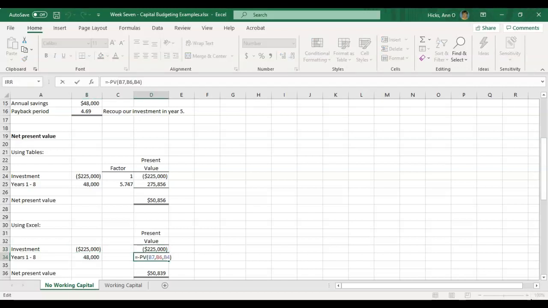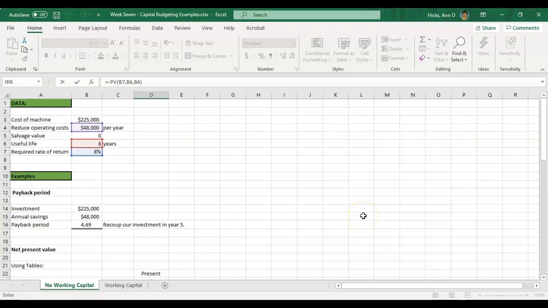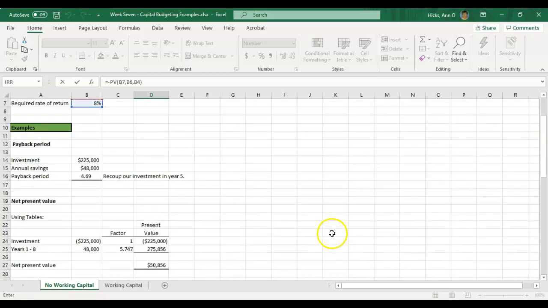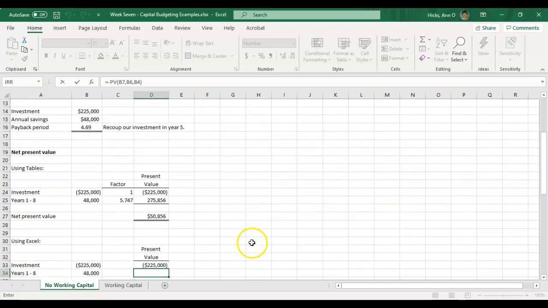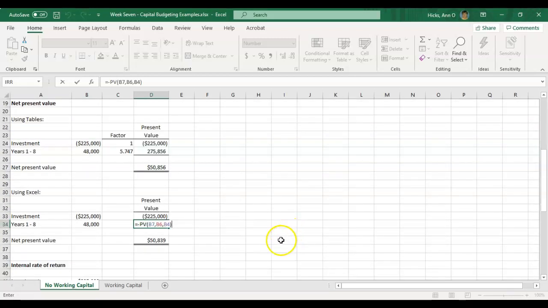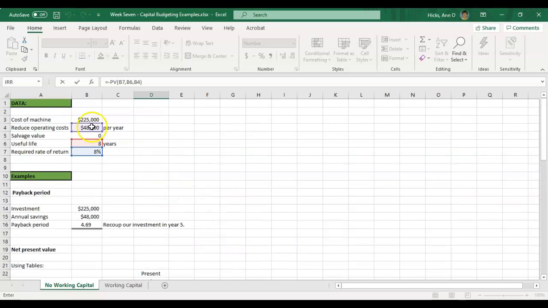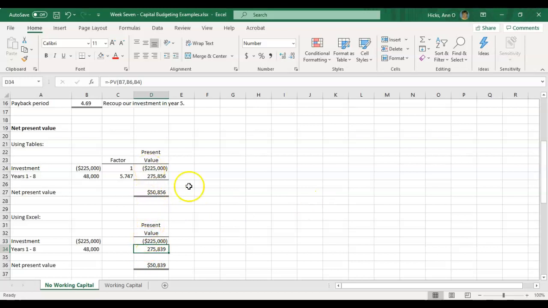What I have done for the present value of the annuity is put in a function, which is PV, and then it incorporates into the calculation the required rate of return, which is the 8%. That's B7. B6 is the number of periods, which is 8. And then B4 is the payment, which is 48,000. And that yields 275,839.